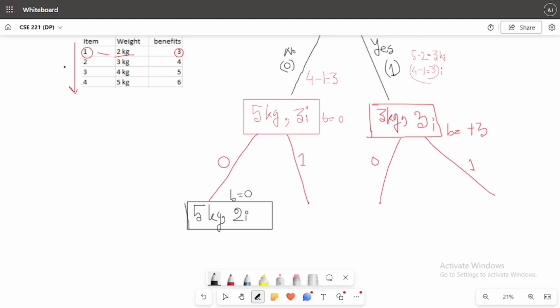Now if we pick an item, now our 1 item is done, right? Now we will choose item number 2. So for item number 2, now it will work for this row. If we pick the item from this, what is our item number 2? The weight is 3 kg, right? So 5 minus 3 is 2 kg, right? So it will leave 2 kg, and our item will be 3 minus 1, which is 2.